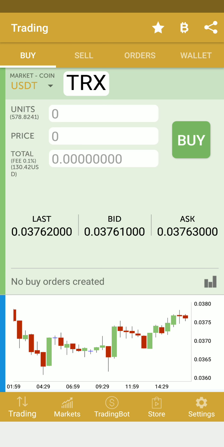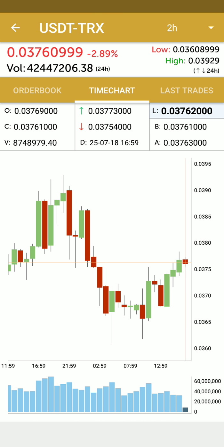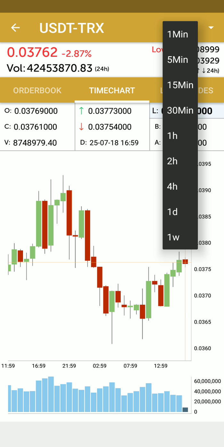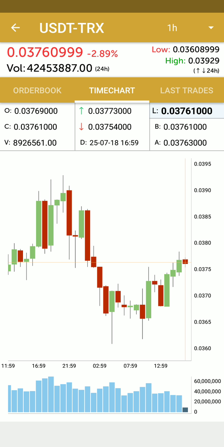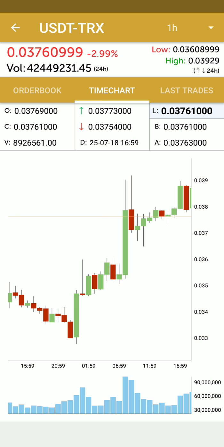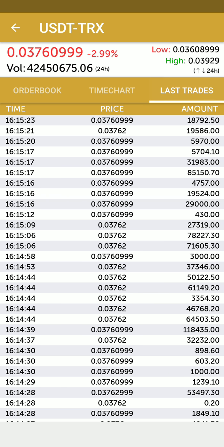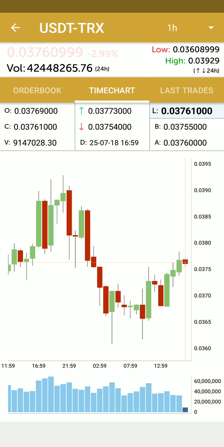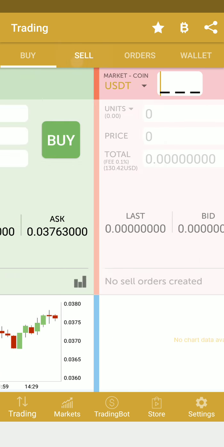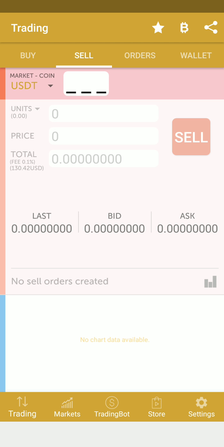You can also click down here where it says no buy orders created, over to the right of that on the little bars, and it will actually pull up the chart. I love the 1 hour chart. You can't zoom in and out, but you can move it. You can look at the order book. You can see the last trades. Same thing for sell. So these would be for manual, which is pretty much what I do.